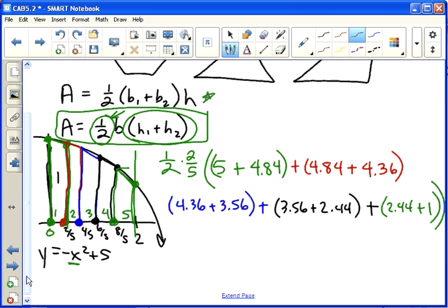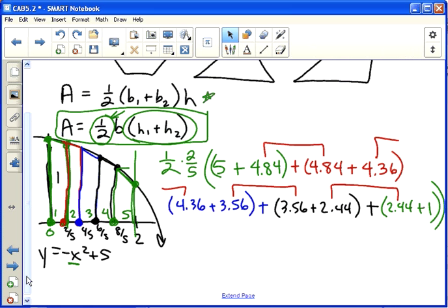So I know that looks really long and terrible, but there's a way to shorten this even a little bit more for ourselves. If you notice, most of the heights get used twice: 4.84, 4.36, 3.56, and 2.44. So instead of writing those twice, here's one way I would recommend you write it.